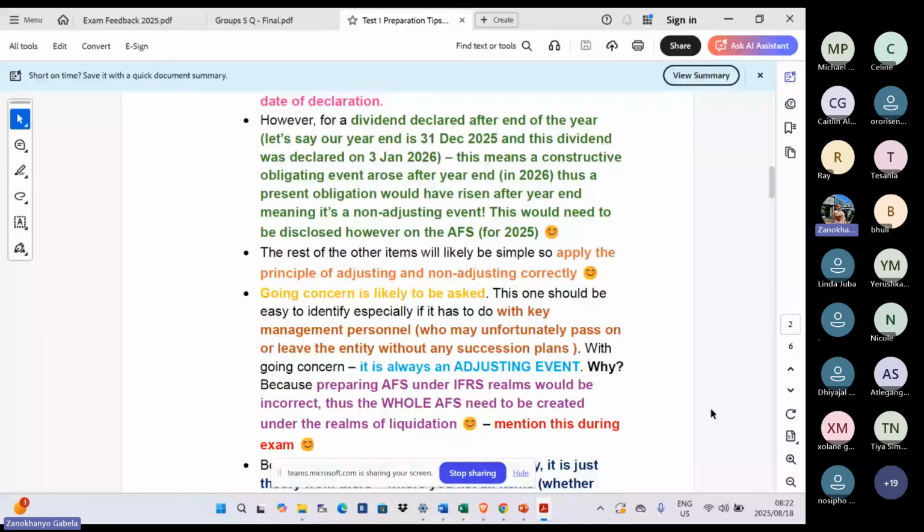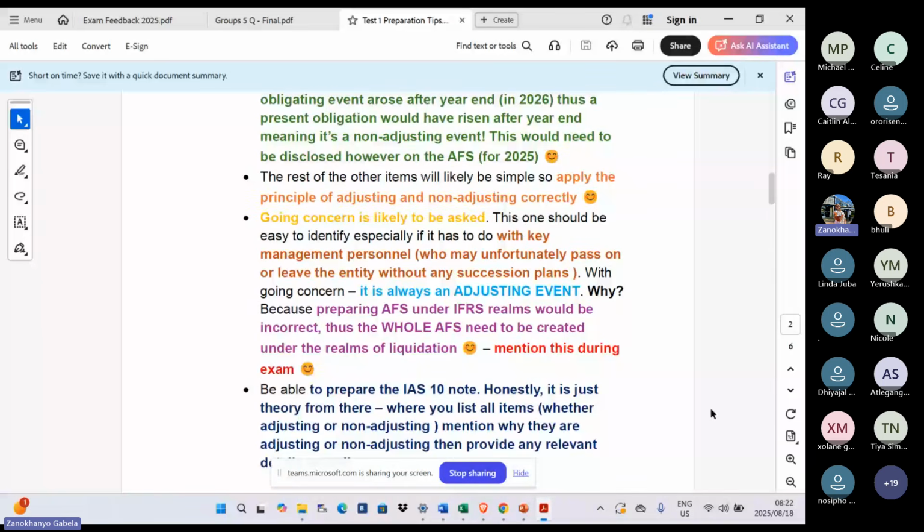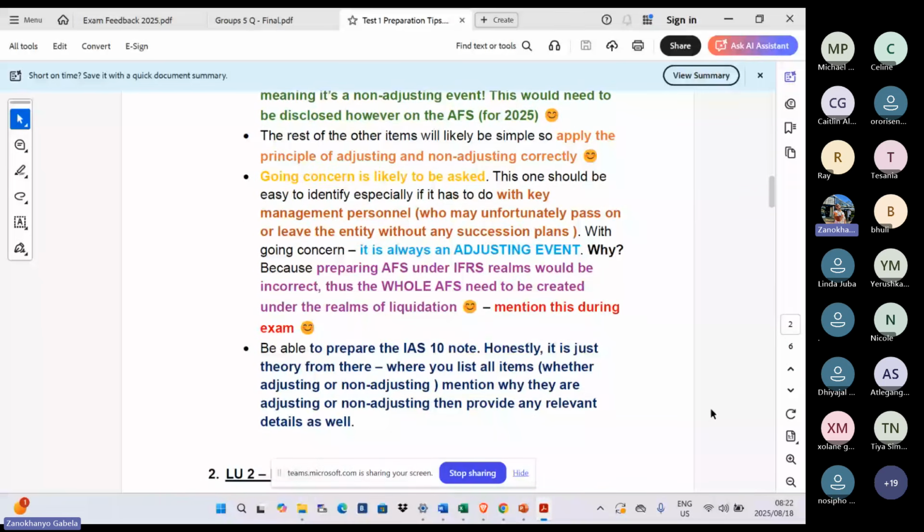So I'm hoping that covers most of the important parts in terms of your IAS 10. Then the rest of the stuff is just a matter of practicing the questions, any other questions that you are finding in the book, and also any of the ones that I've given.